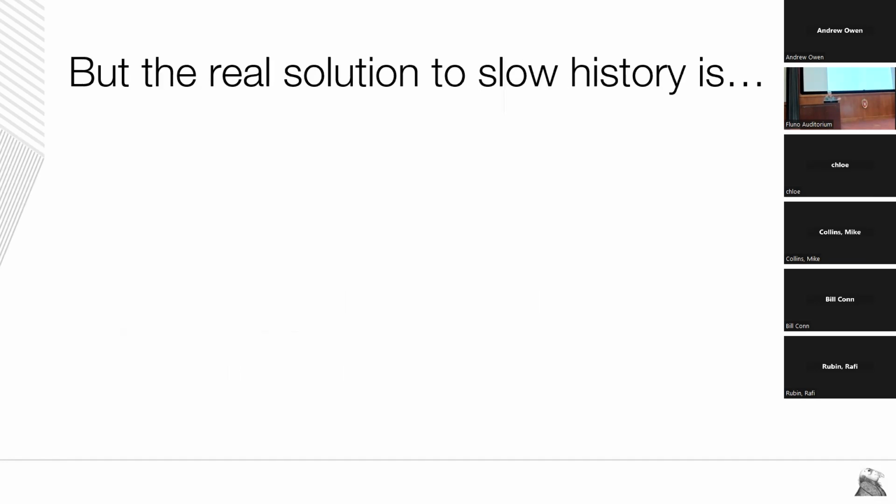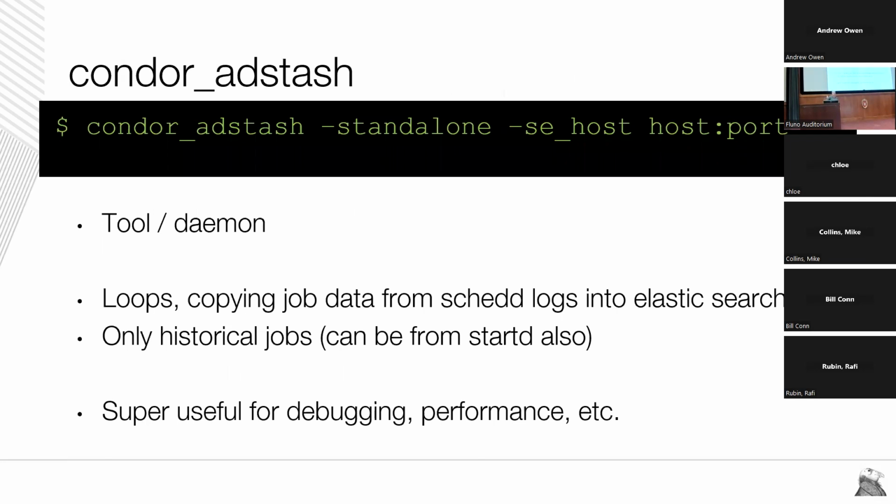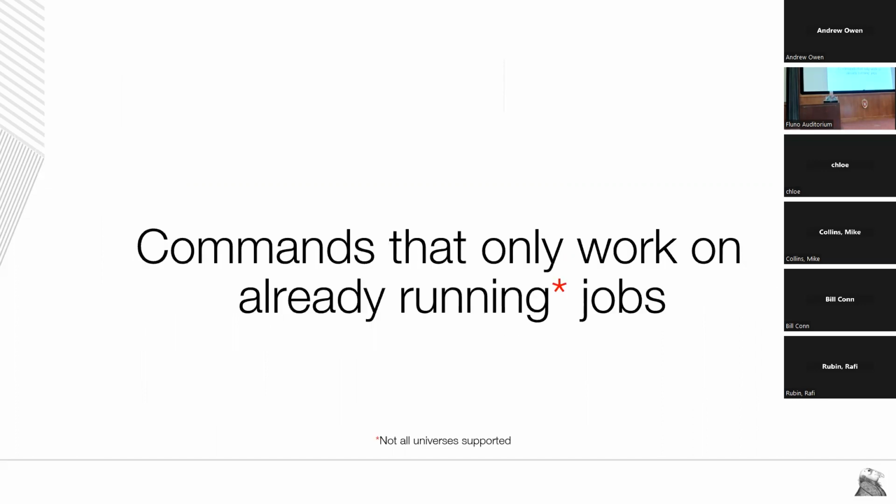But the real solution to slow history is use a real database. And the condor_adstash tool, which I think Jason talked about earlier, can copy a history file or the job ads in a history file into Elasticsearch, where you can use a real, if clunky, JSON query mechanism. And if you're running a large pool, you're doing lots of queries, we strongly recommend doing this sort of thing. So that's our first category of commands. Any questions?